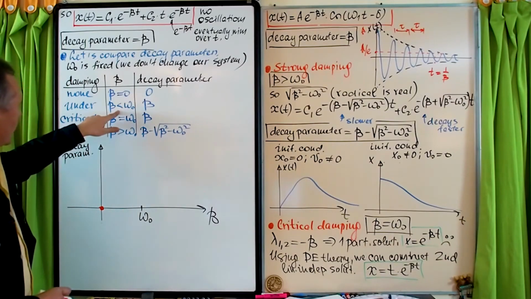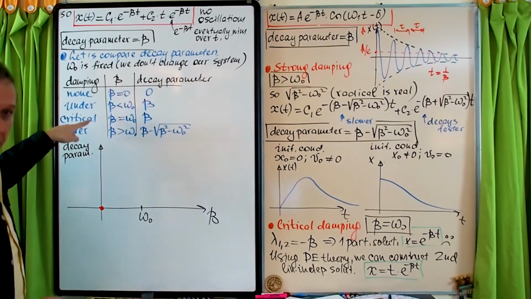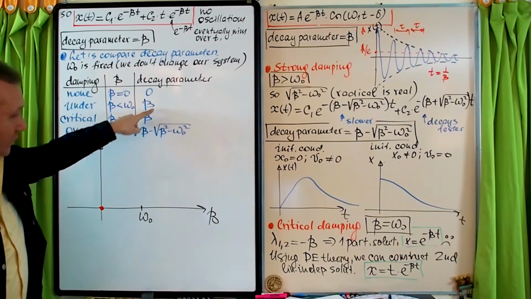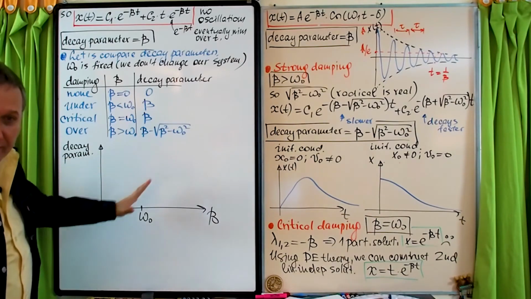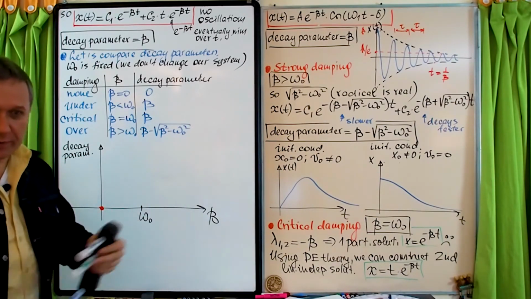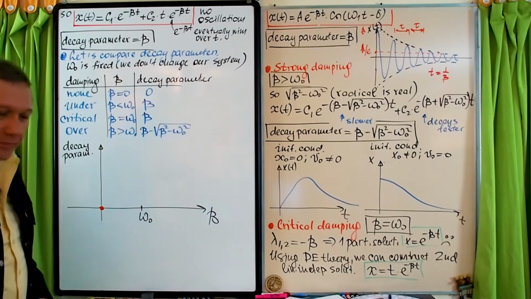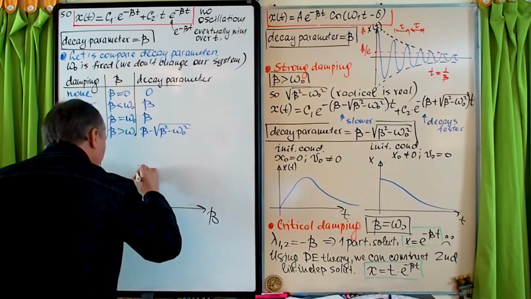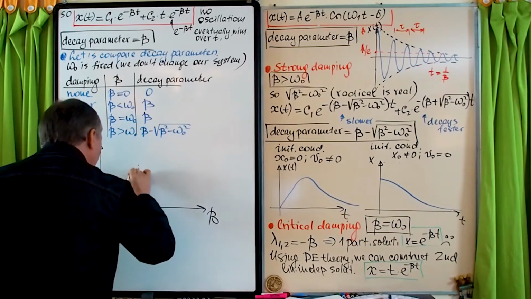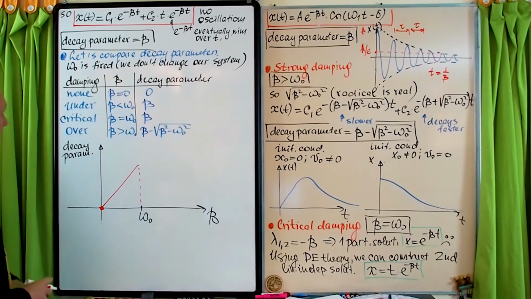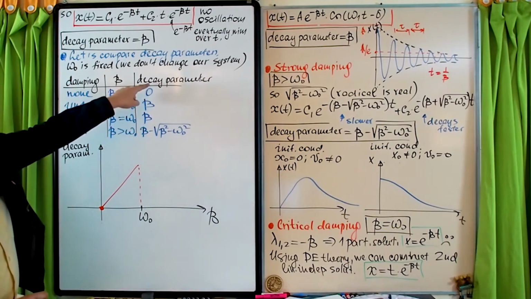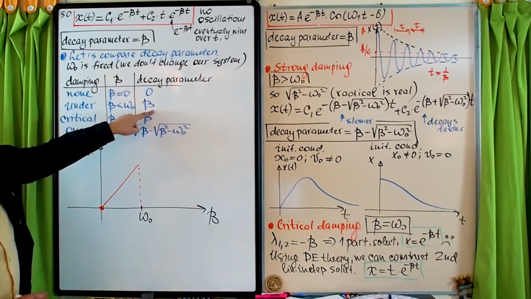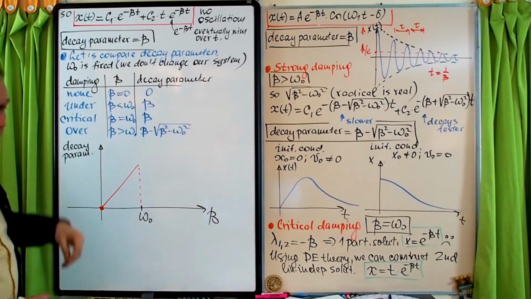And what happens at that part of the curve? The decay parameter, that's our y-axis, equals our variable. So basically, it's a straight line at 45 degrees. y equals x, right? That's what we have here, but only for beta less than omega naught. So let me plot it. That's our straight line for the underdamping case: the decay parameter equals beta.